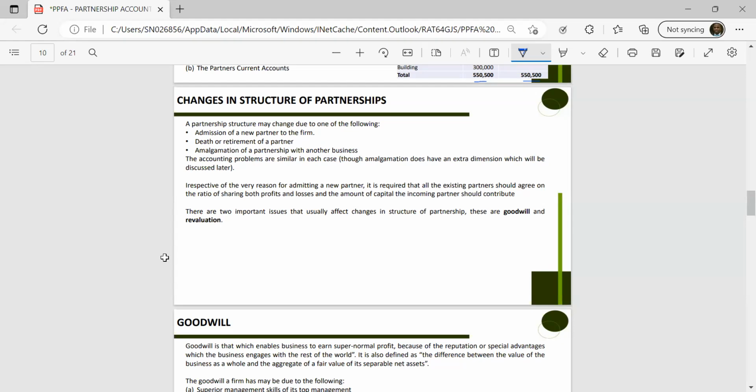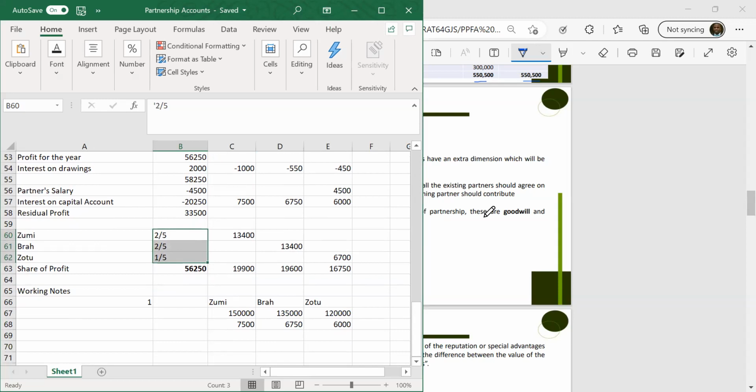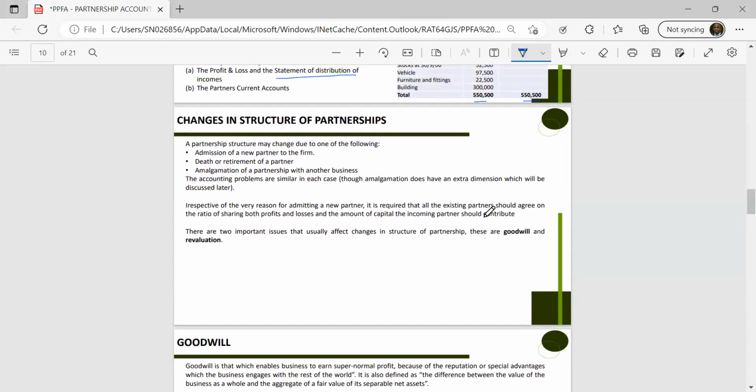So in this one now, we're sharing 2 to 5, 2 to 5, 1 to 5. If we bring in a new partner, what will be the sharing formula? All these things will change, and it will dictate how the new partnership will go.